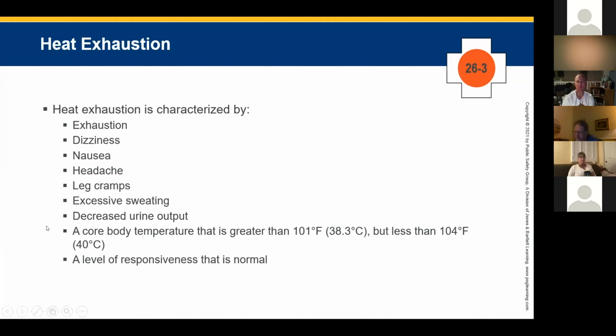decreased urine output. So when you say decreased urine output, where do you think it's going? When you sweat, everything is shutting down? Evaporating. Okay. So your body temperature is greater than 101, but less than 104. And your level of responsiveness, that is normal, if you could say that. I've had heat exhaustion and it's not fun.